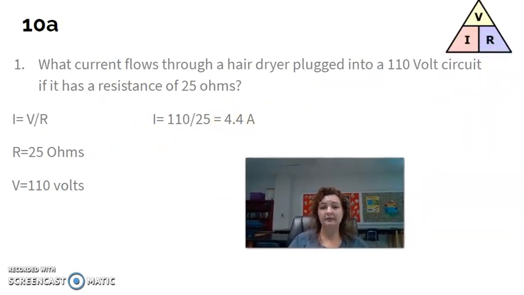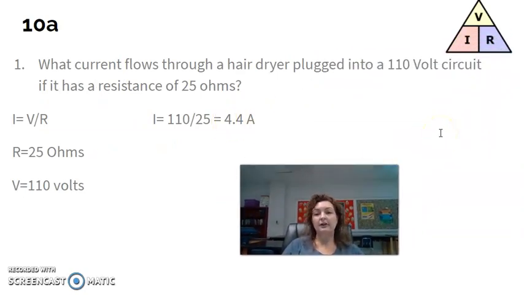So here is our first one. It says, what current flows through a hairdryer plugged into a 110 volt circuit if it has a resistance of 25 ohms? So the very first thing we need to do is write down our knowns, right? What are we given? In this case, we are given that we have 110 volts. So I wrote it here, volts equals 110, that's our voltage. And it also tells us that we have 25 ohms. 25 ohms is our resistance. And you guys will get to just memorize that ohms means resistance. It's just going to take a little bit of time, okay?